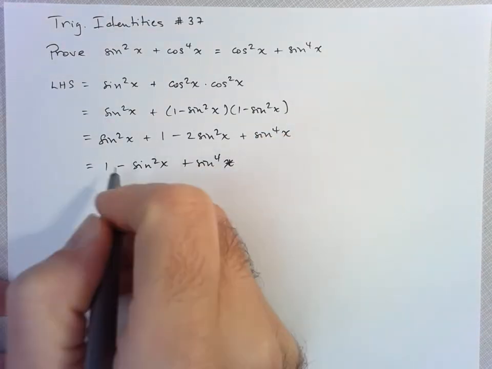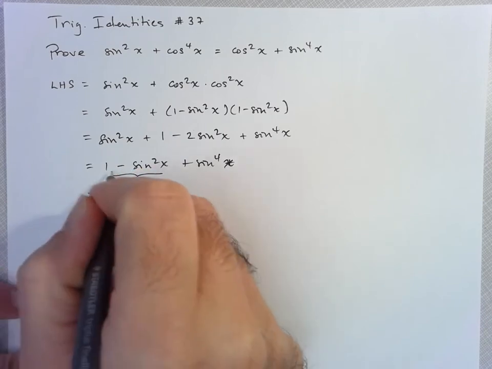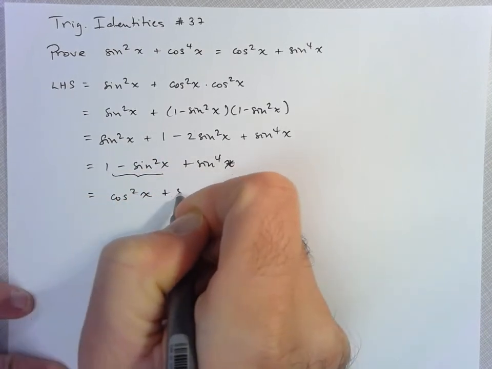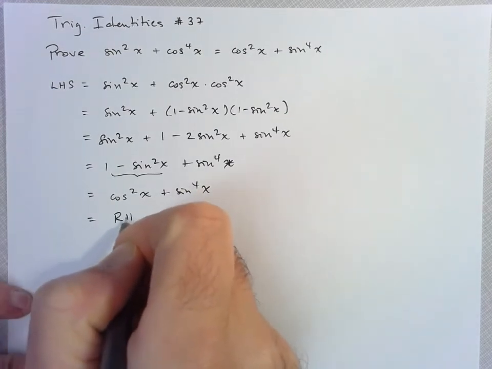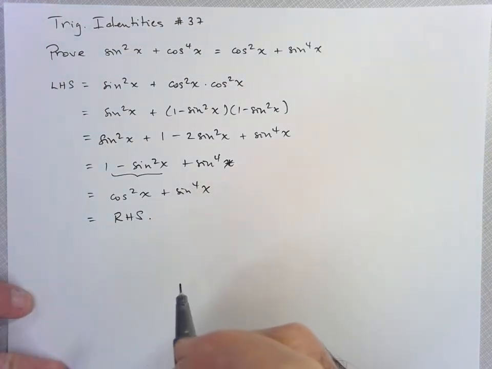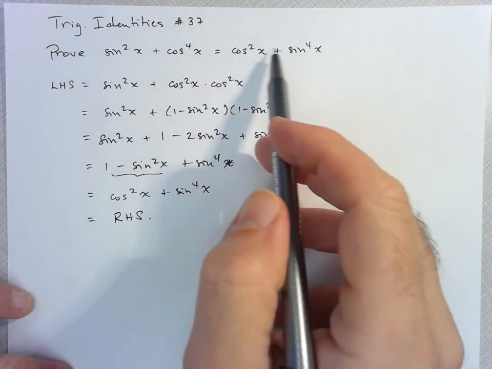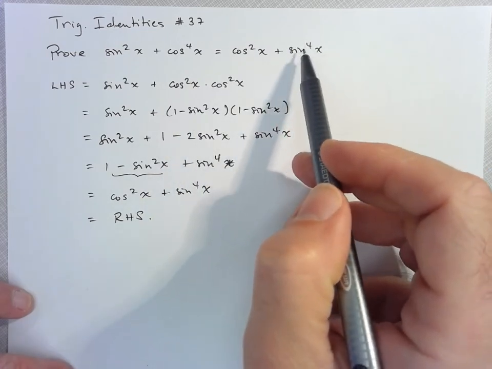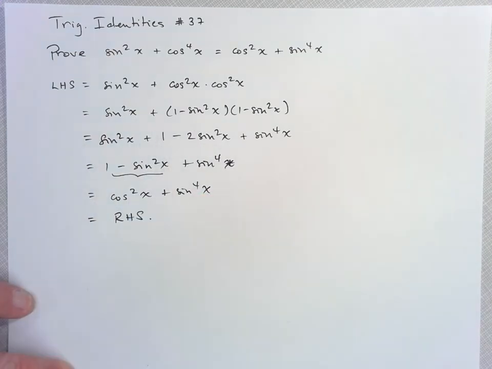Okay, and now I realize, hey, this is just my Pythagorean identity, because 1 minus sine squared is equal to cos squared of x, and then plus my sine to the fourth of x, and that's exactly equal to my right-hand side. And so I'm done. Okay, you can probably figure that it would have been a very similar procedure had I started with the right-hand side. I would have just turned this into sine squared times sine squared, and then used the Pythagorean identity. Okay, that's it for this one.